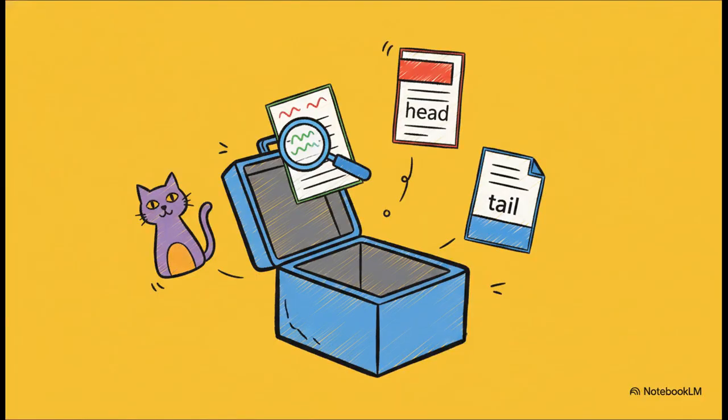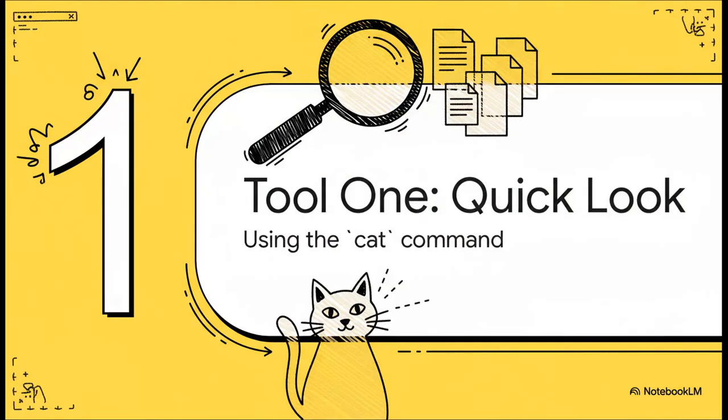The answer, my friend, is in this small but super powerful digital toolbox. We're going to explore 4 essential commands: cat, less, head, and tail. Each one is a specialist, and trust me, knowing which one to grab for the right job is a total game changer.